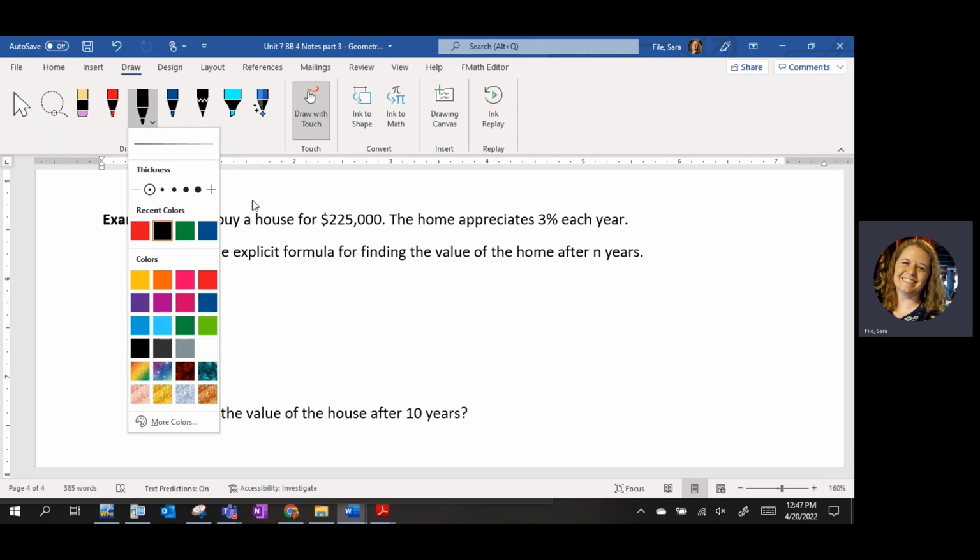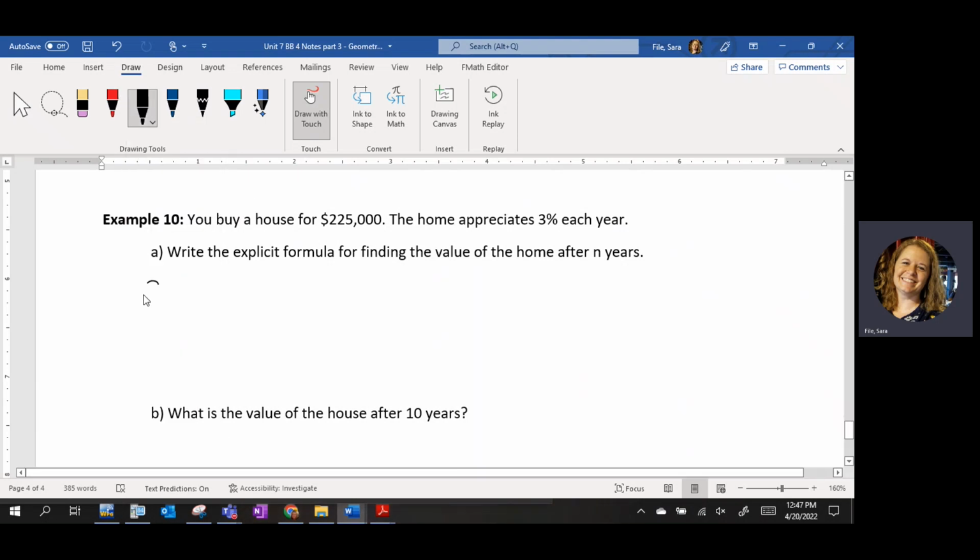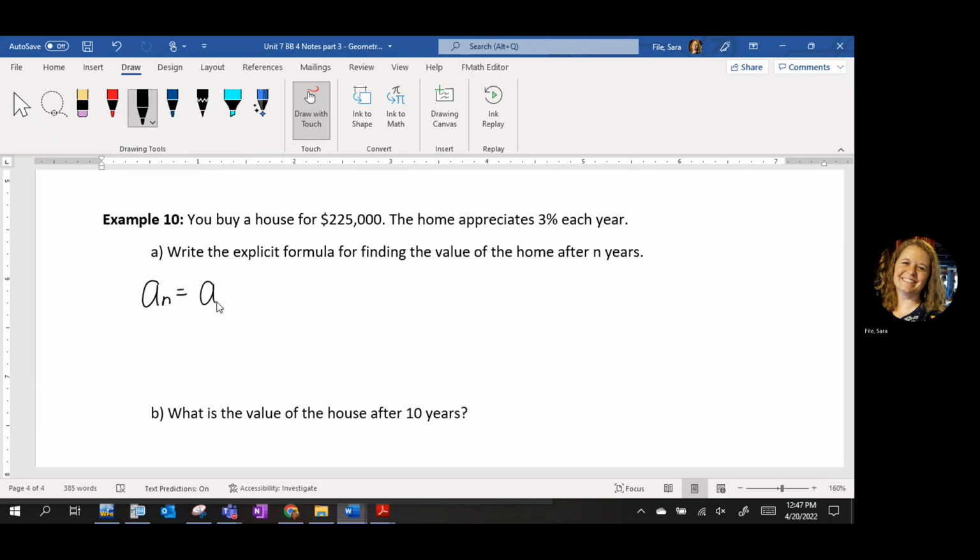We are told we are buying a house and we want to write an equation for the value of the house. The initial purchase price. Let me write this equation out in terms of K here. Okay, the initial purchase price is $225,000. So that's what we're going to have as our A sub K.